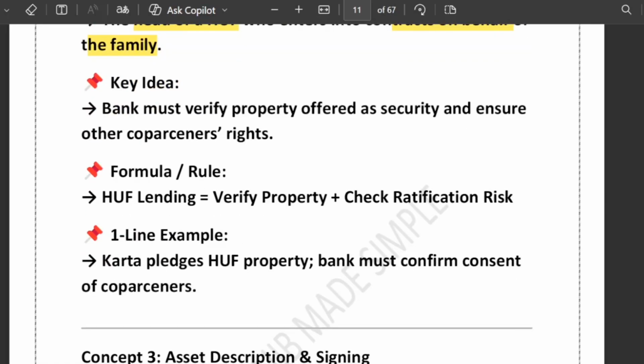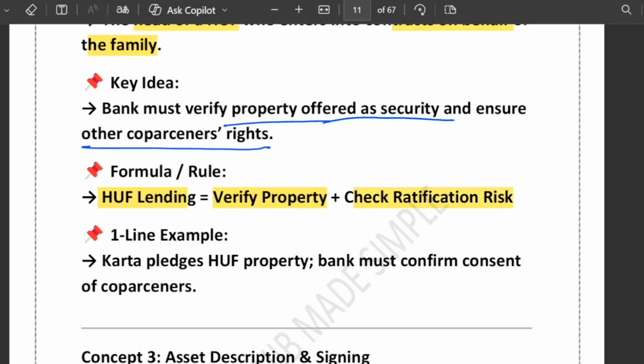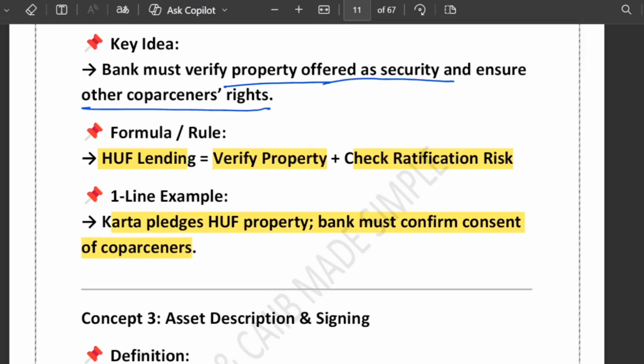The key idea is that the bank must verify the property offered as security and ensure other co-partners' rights. Bank must completely verify all these things. So the formula is that HUF lending includes verify property plus check ratification risk, right? Let me give you one example. Take the case of Karta. Karta pledges HUF property. So the bank must confirm the consent of the co-partners. Because Karta is pledging the HUF property, obviously co-partner consent must be taken by the bank, right?